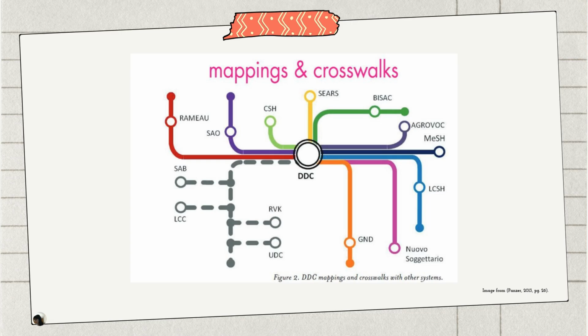As you can see in this diagram, the DDC is referenced by and intersects with numerous other knowledge organization systems, such as the Library of Congress subject headings, medical subject headings, MeSH, Sears, and BISAC, the Book Industry Standards and Communications subject headings. The DDC is considered the backbone to many of these systems, some of which will be covered in other group projects in this class.